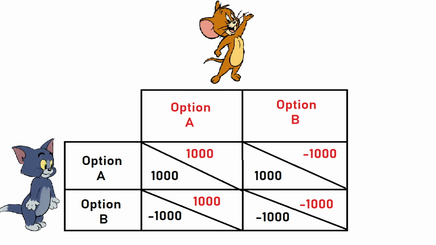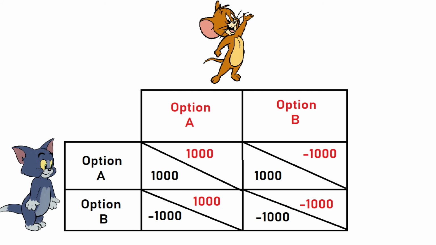If Jerry chooses option A, he will get 1000 rupees if Tom chooses option A or option B. In this situation, if Tom knows the options that Jerry has, he will still go for option A because that will provide him with the most benefit. This is the assumption that is made in game theory, that individuals act in their own self-interest and they try to maximize the benefit they themselves can gain.